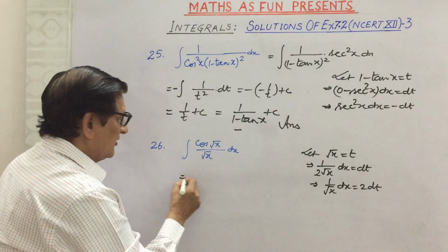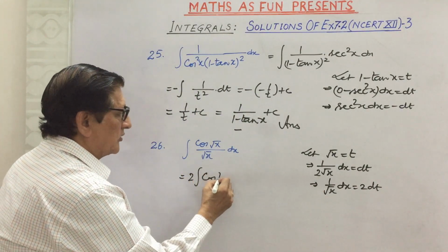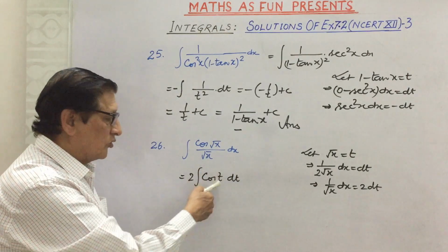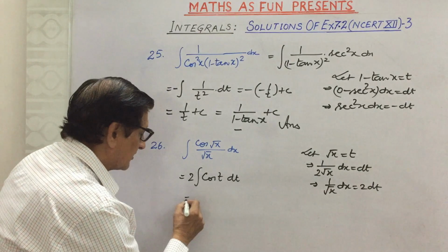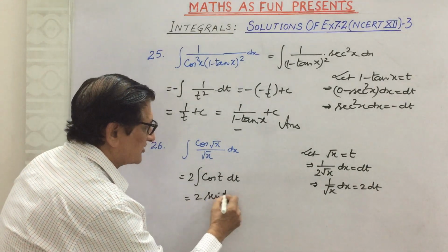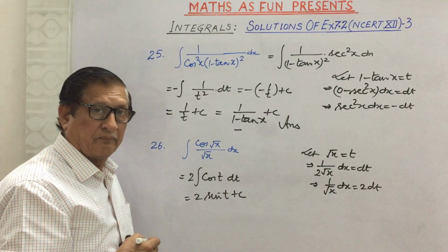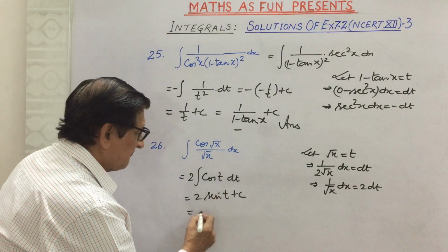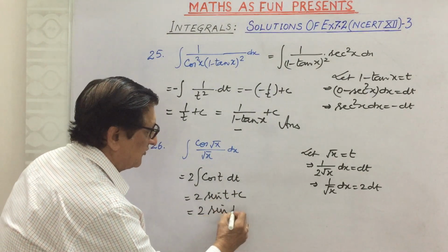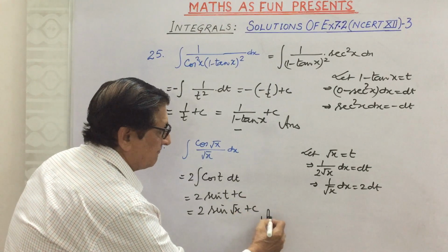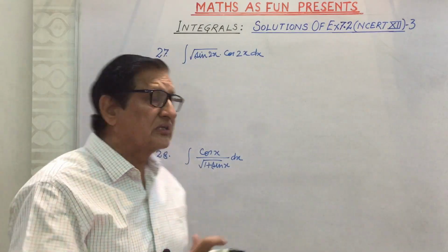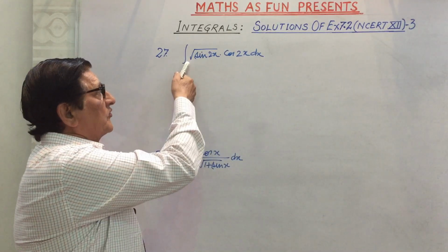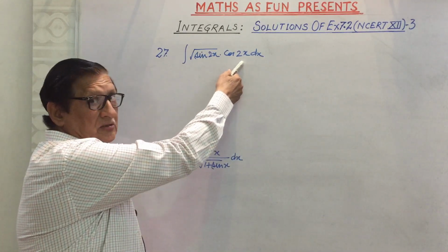Applying this here, we will have 2 into integral of cos t dt. Integral of cos t is sin t. So we can write this as 2 into sin t plus c. Applying the value of t, we get 2 sine of root x plus c, the answer of the problem. Question number 27 here is integral of root of sine 2x into cos 2x.